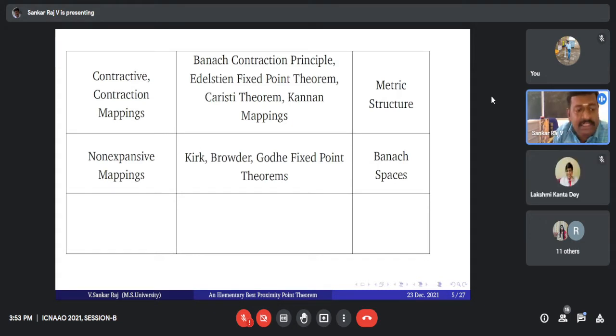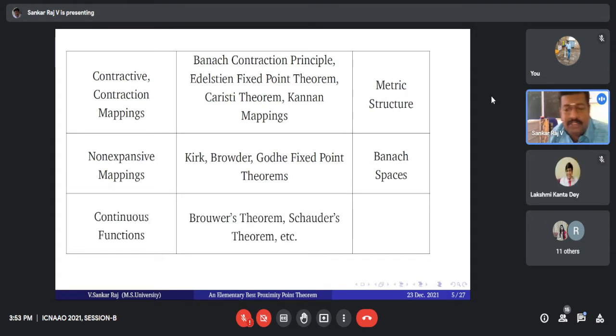So such a thing we will use for non-expansive mappings. The next thing is continuous functions. It is much more difficult than working with non-expansive mappings, because working with continuous functions is on the border of whether we are working in metric fixed point theory or in topological fixed point theory. It is in the border case. So working with continuous functions is too difficult.